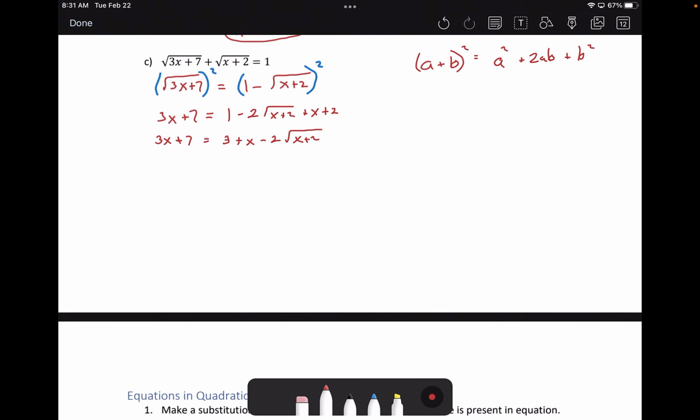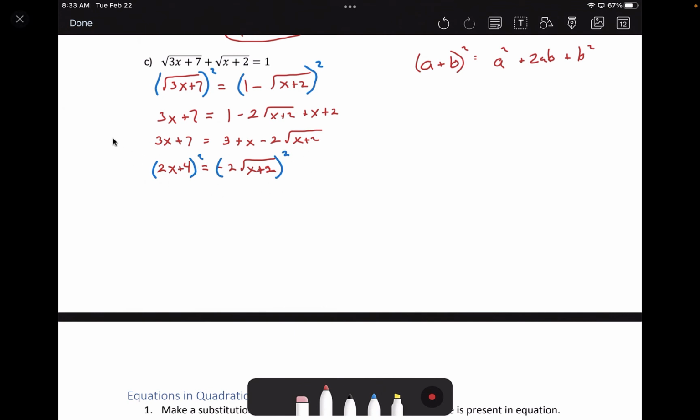Now we need to work on isolating the radical. So subtract 3 on both sides. Subtract x on both sides. We're left with 2x plus 4 is equal to negative 2 square root of x plus 2. At this point, the square root is not completely by itself because we have this negative 2. If you want to, we can divide both sides by -2 and completely isolate the radical, but we don't technically need to. With this product here, we can go ahead and square both sides, and this is going to eliminate a little bit of the work that we need to do.